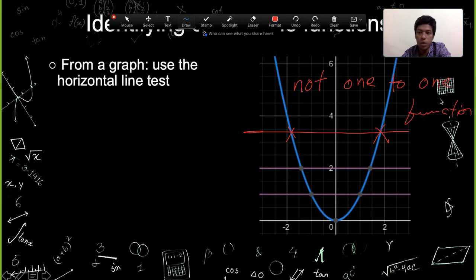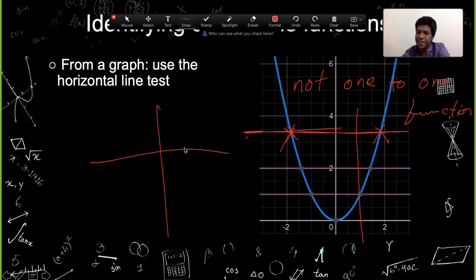This is not a one-to-one function, but this is a function. We know it from the vertical line test. This is a function, but not one-to-one. How do we know? By the horizontal line test. This is not a one-to-one function. So what will be a one-to-one function then?